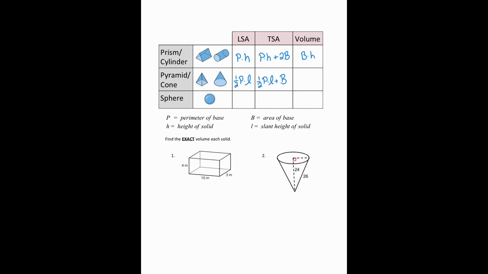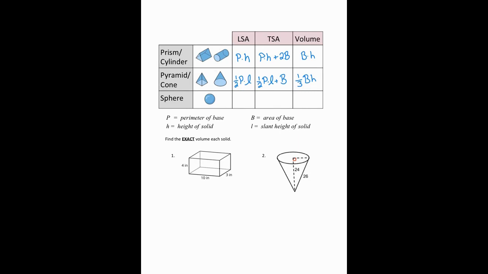And then the pyramid and cone formula for volume ends up being 1/3 base times height. When you get to calculus, you'll see where that formula comes from. And we're also going to add one more solid here, which is a sphere.